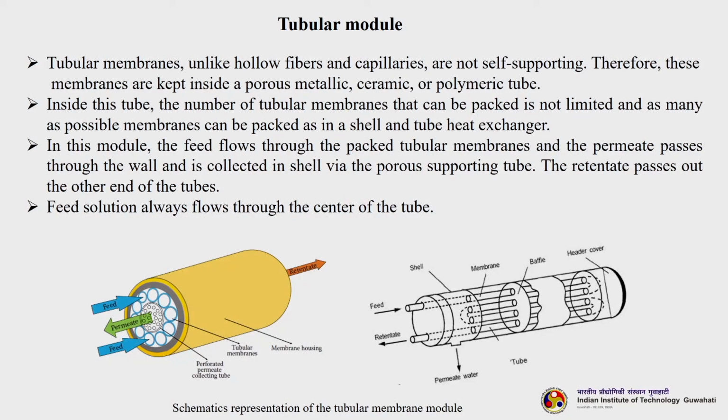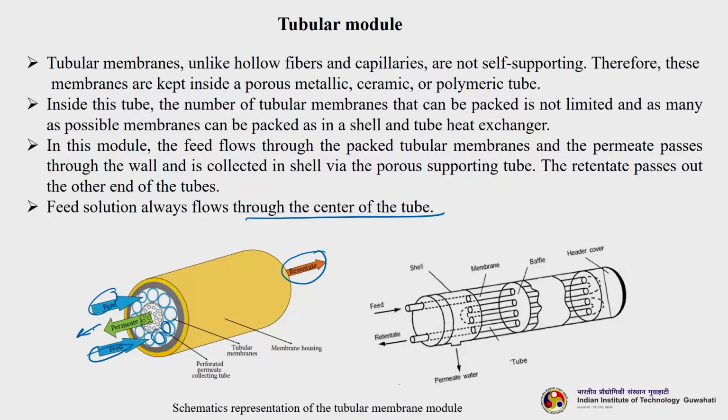So, you can see here, these are the tubular membranes, and here the feed is flowing. The feed is entering and flowing through the center of the tube, and we are getting the overall retentate here, and the permeate that passes through the membrane and out of the membrane is collected in the central space or the tube, which is supporting these tubular membranes. In this particular figure you can see it a little more clearly.